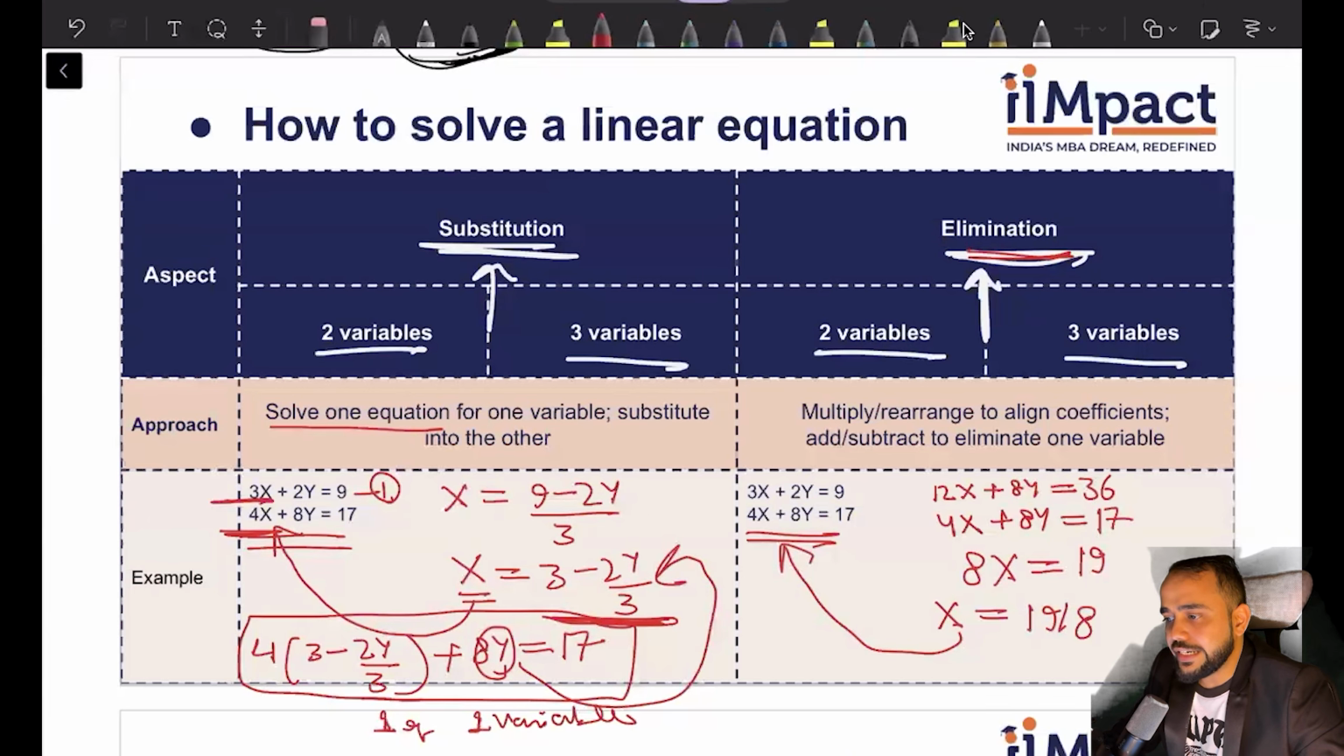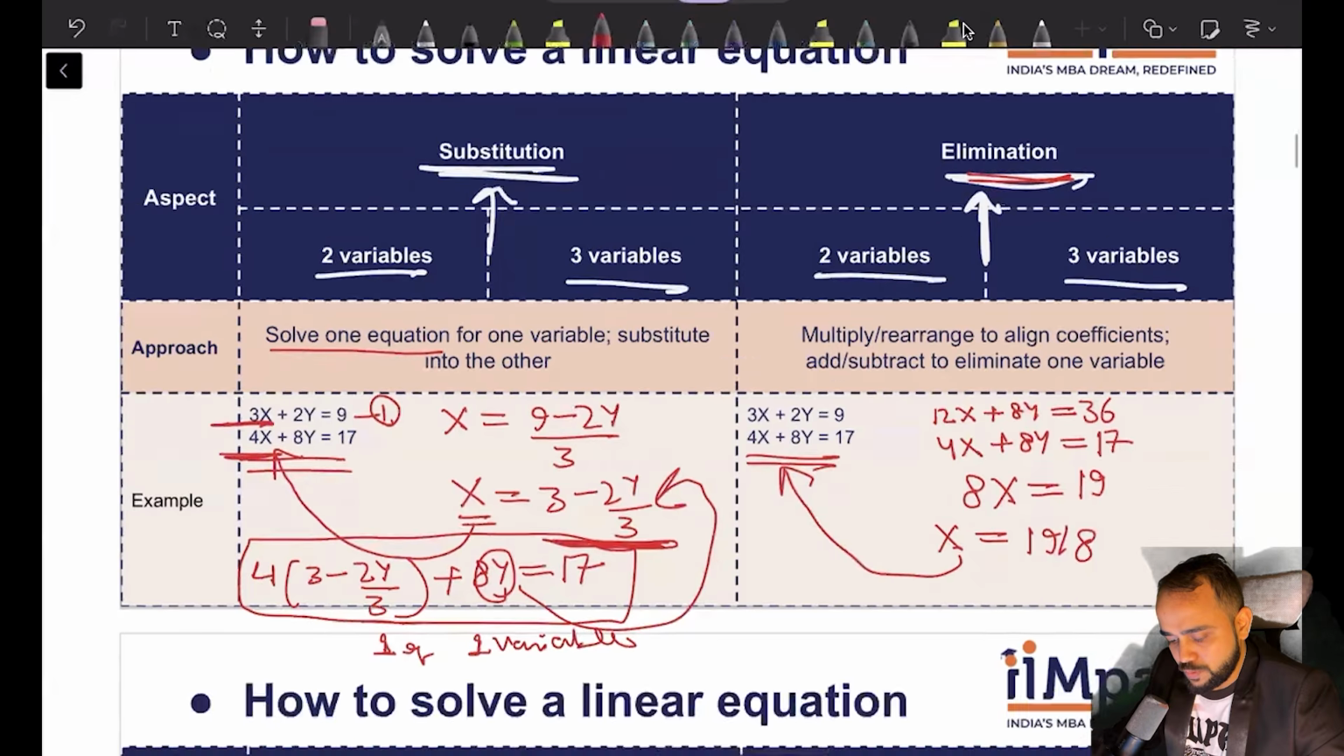So far, is everyone clear? These are the two methods you will have to solve a linear equation. You can either substitute or you can eliminate. Now let's talk about the practicality of these two methods.